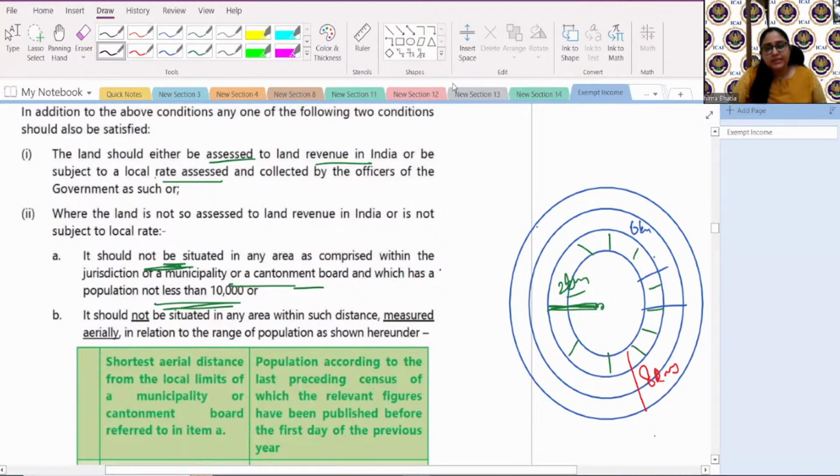Land subject to the land revenue authorities means they are either taking land revenue for that area or local rates. Otherwise you have to go to the municipality or cantonment board and the population criteria. If land revenue is being taken and they are qualifying it as such, then the farm building or such land would be considered eligible for agricultural income to be exempt.